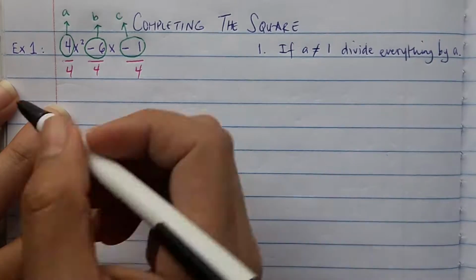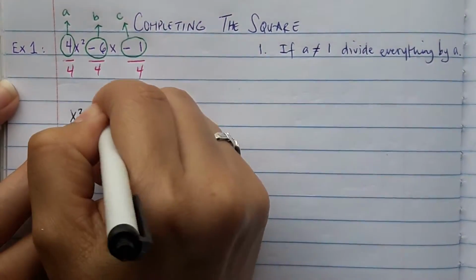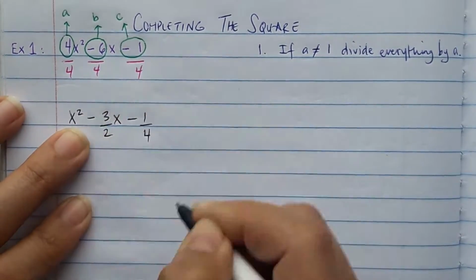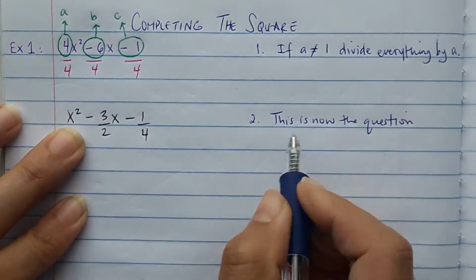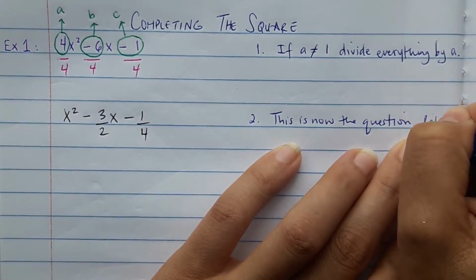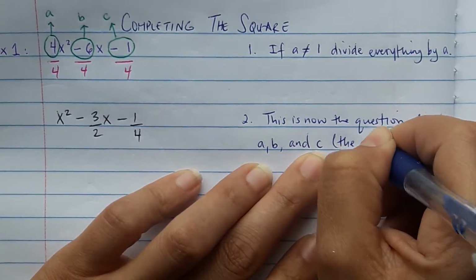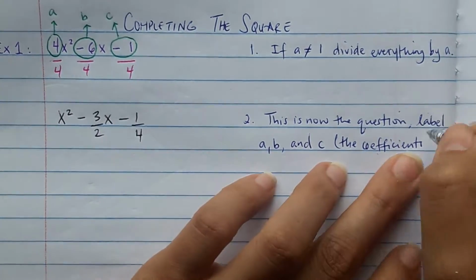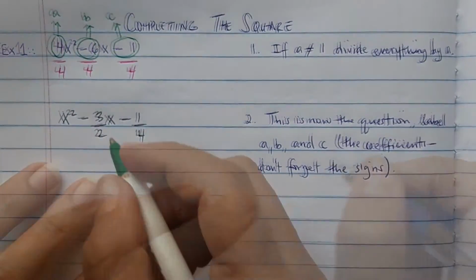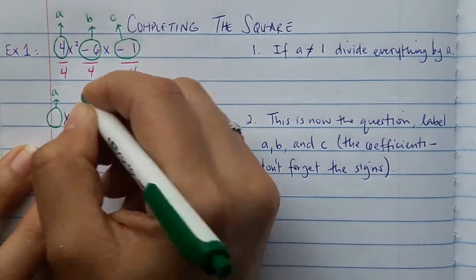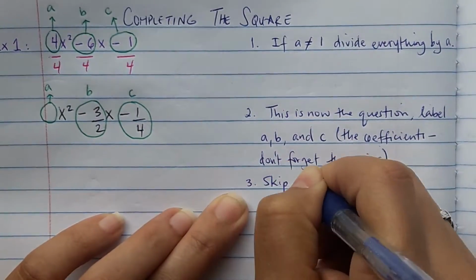So now you rewrite it. You're going to get x squared minus 3 over 2 x minus 1/4, because you're going to simplify that. Alright, step 2, this is now the question. Label it A, B, and C again. The coefficients, don't forget the signs. This is a listening check. Go ahead and underline the title, Completing the Square. So again, A is invisible 1, B is negative 3 over 2, and C is negative 1/4.